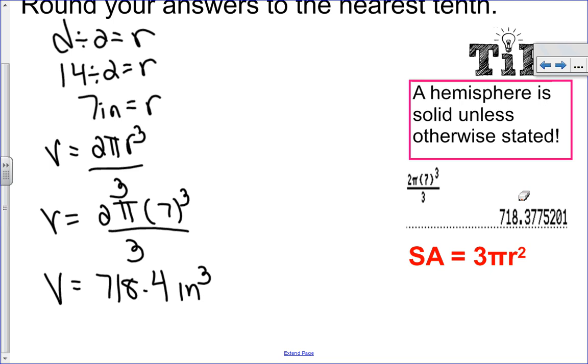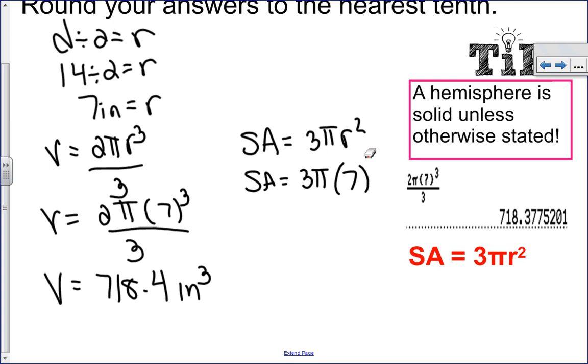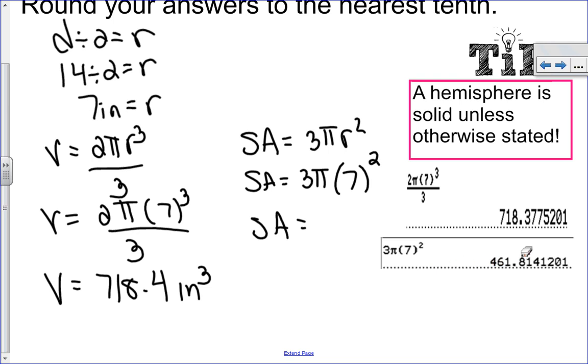Now, surface area. It is a solid hemisphere, so you have the bottom half, 2 pi r squared, plus the circle on top. Again, start with your formula. Surface area is 3 pi r squared. So that's going to be 3 pi times the radius squared. I would put it into my calculator exactly as I've typed it there. And again, I'm rounding it to the nearest tenth. So I look at my digit 8, I look to the right, which is a 1, and that tells me to leave it alone. So it would be 461.8, and surface area is square inches.